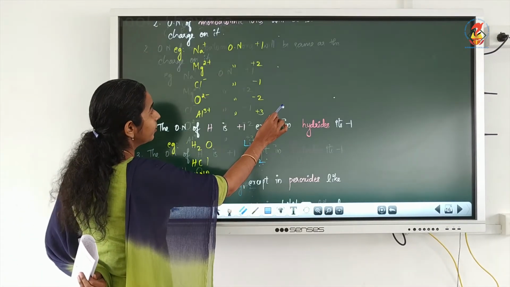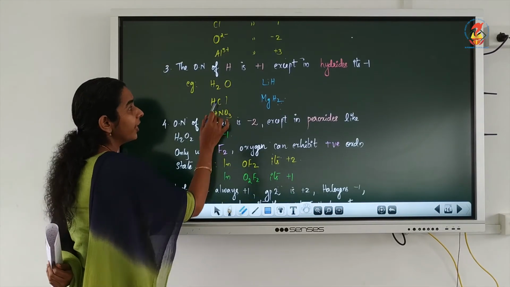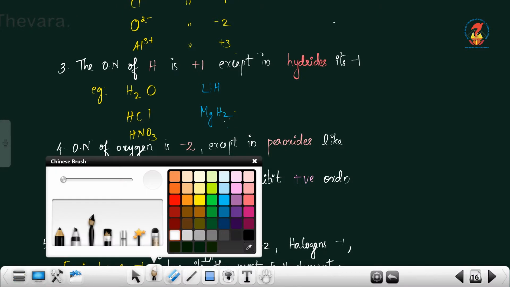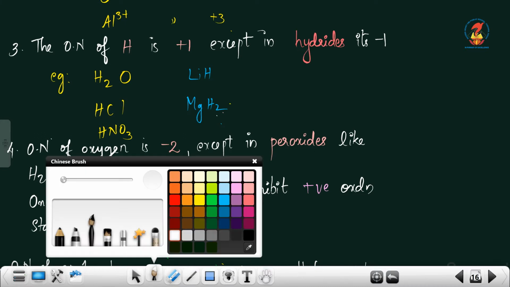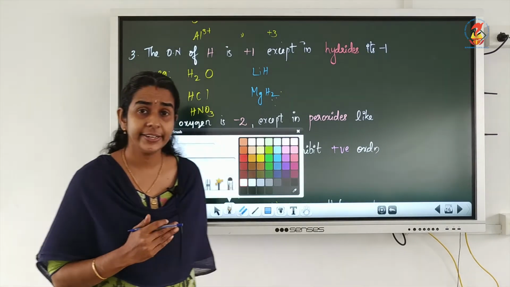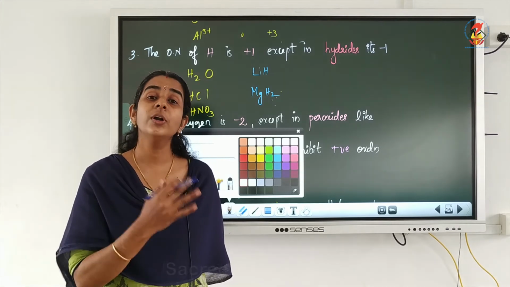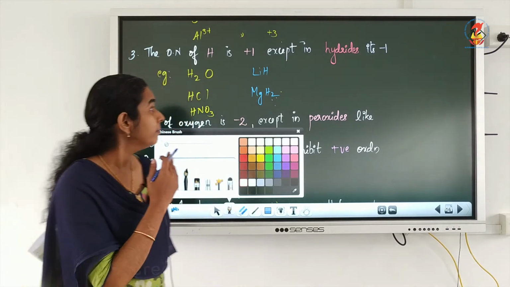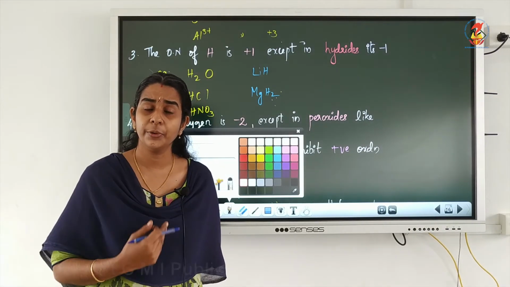Now the third rule is the oxidation number of hydrogen. In most cases, the oxidation number of hydrogen is +1, except in hydrides. Only in hydrides is hydrogen showing the -1 oxidation state. In all other cases hydrogen has the +1 oxidation state. Then how can we identify whether it is a hydride or not?